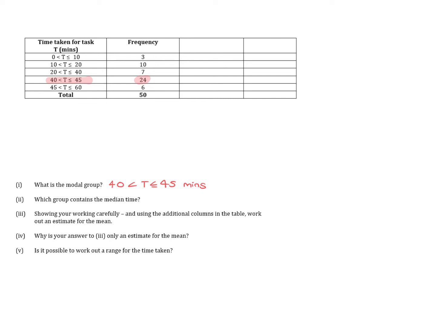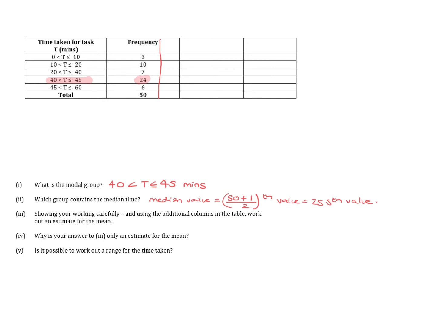So, which group contains the median time? So, we know that the median value is going to be the 50 plus 1 divided by 2th value. So that is the 25.5th value, which tells us that the median is in between the 25th and the 26th value. So again, I can add up the frequencies, which allows me to work out where the 25th value and where the 26th value will exist.